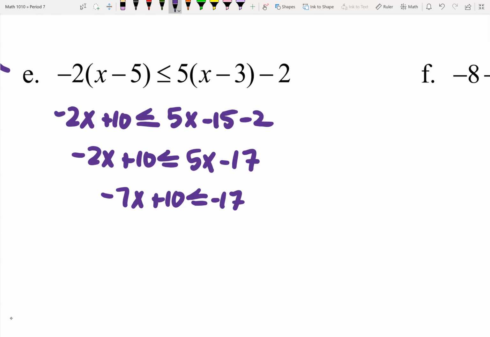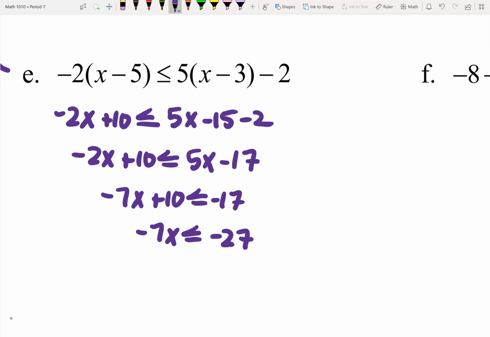Do you see how clean that is? Guys, look at my work. There's no doubt what I'm doing. I can get tons of partial credit if I mess up because it's so easy to see what I've done. Shout out the next step. Move your 10. Make sure you're not going ahead of me. Negative 7x is less than or equal to negative 27.